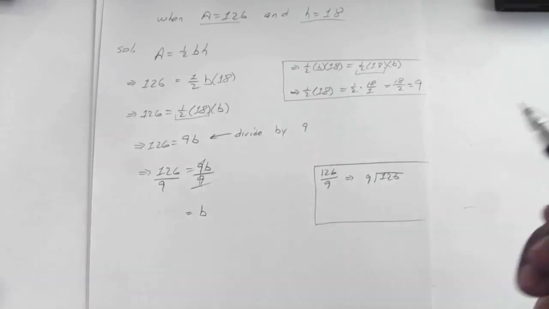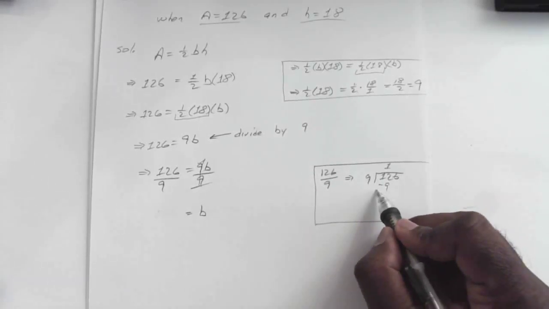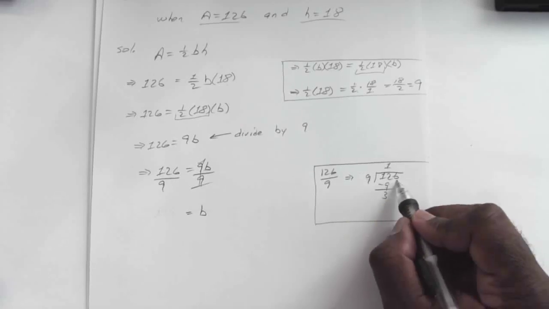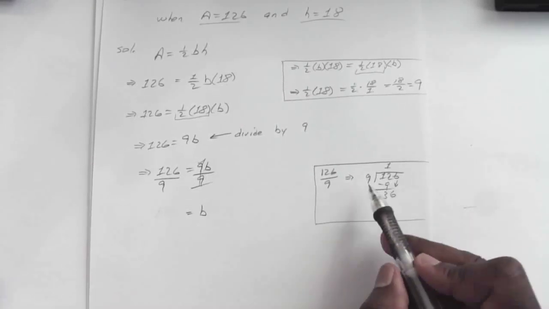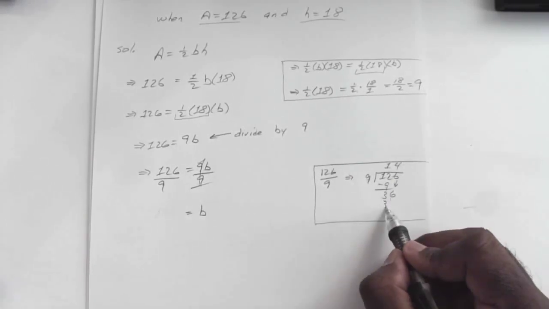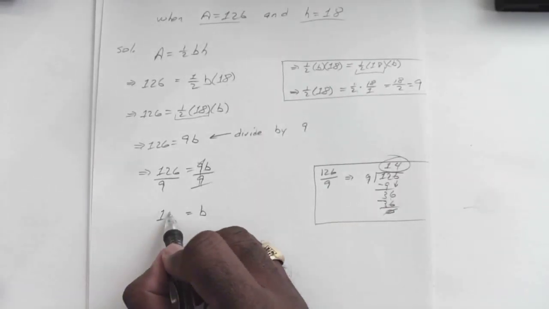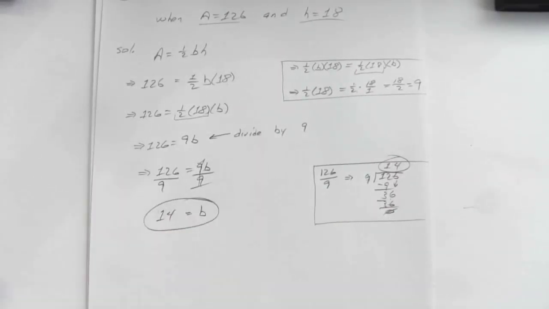Okay, so 9 goes into 12 once. 9 times 1 is 9. 12 minus 9 is 3. Bring down a 6. 9 goes into 36 4 times. 9 times 4 is 36. 0. So B is equal to 14. All right, so any questions on that one? All right, I'll leave that one up.